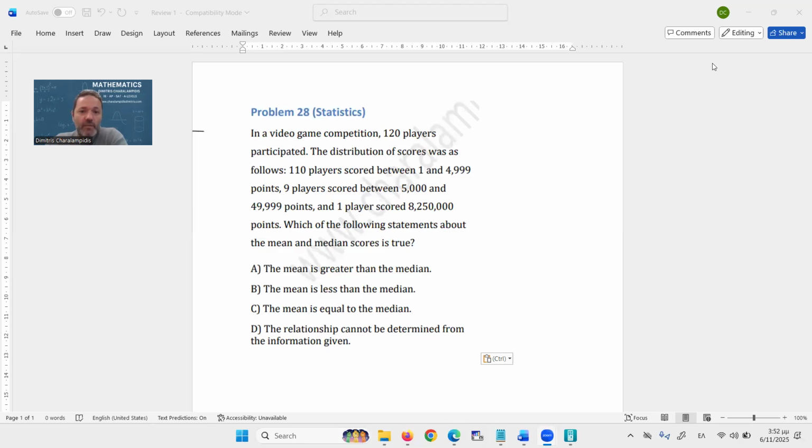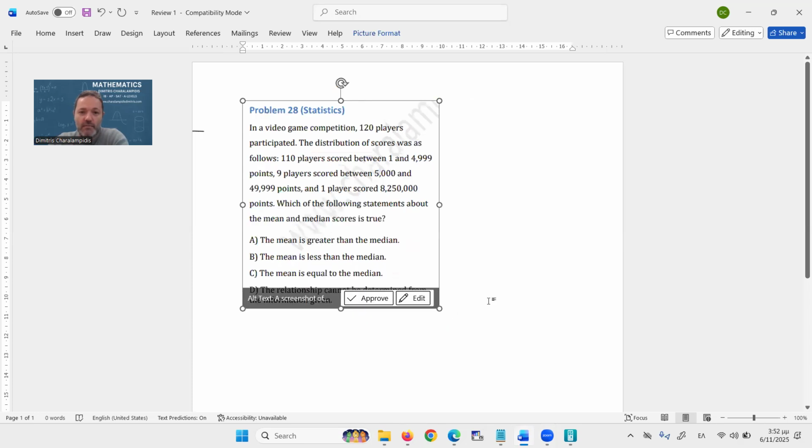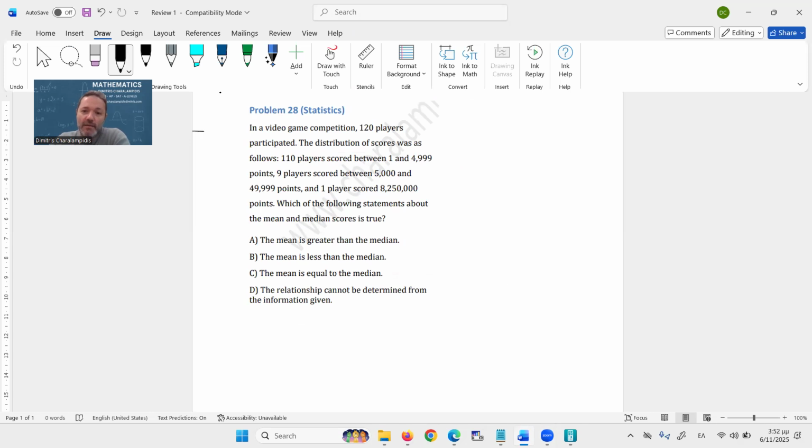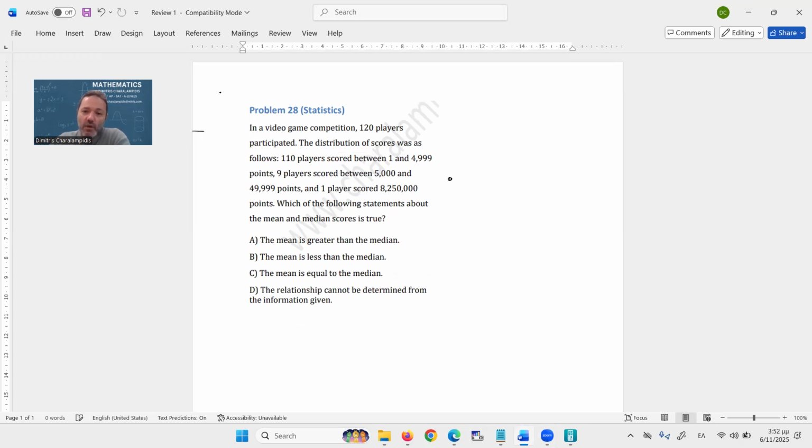Exercise 28. In a video game competition, there were 120 players that participated. The distribution of scores was as follows. Let's minimize this a bit. So 110 players scored from 1 up to 4,999. So within this range, we had 110 players.